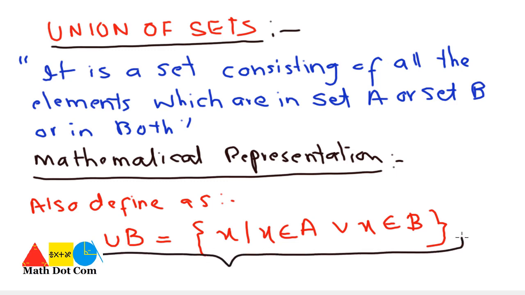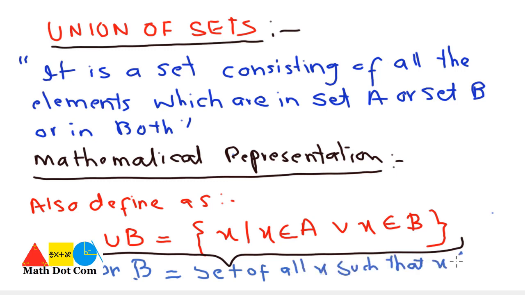This expression can be read as A union B is equal to the set of all x such that x belongs to A or x belongs to B. It means that the elements that come out after finding A union B will belong to A as well as B. But keep in mind that there should be no repetition of the element that exists in A and B. If there is an element that exists in A as well as in B, we will take that element once.